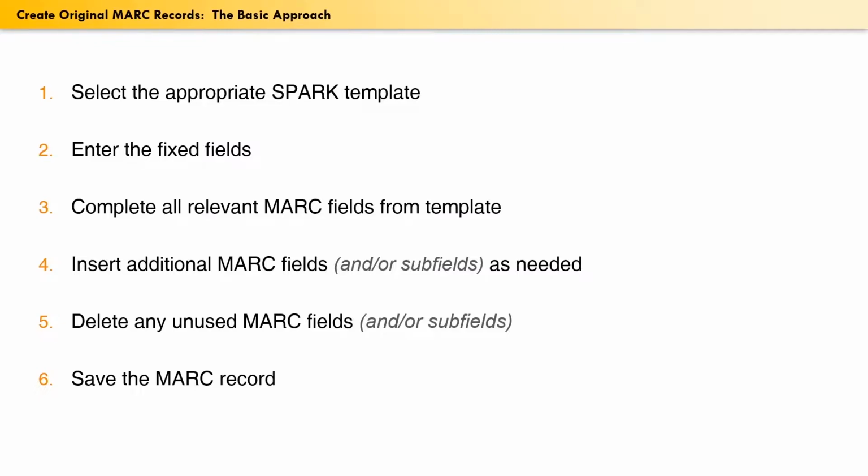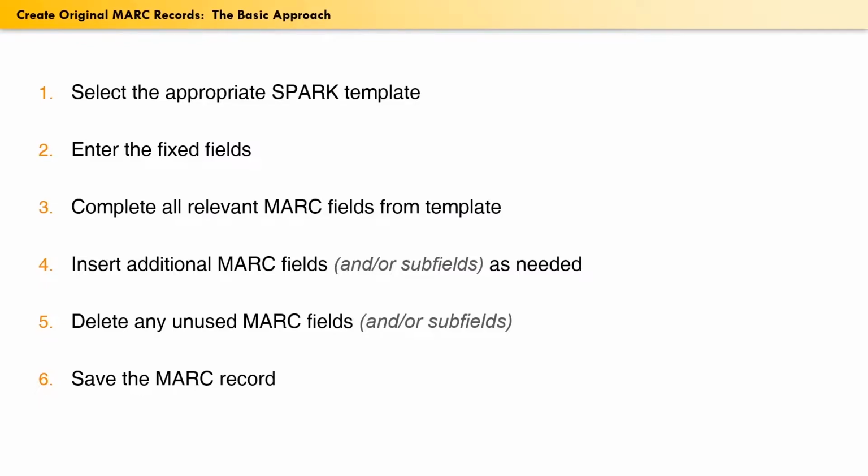Third, complete all of the needed MARC fields from the template. After that, insert any extra MARC fields or subfields that may be needed. Then, delete any unneeded fields or subfields from the template. And finally, save the MARC record and add your holdings.